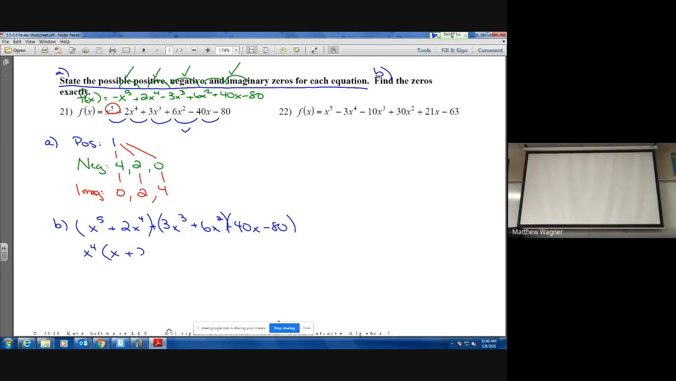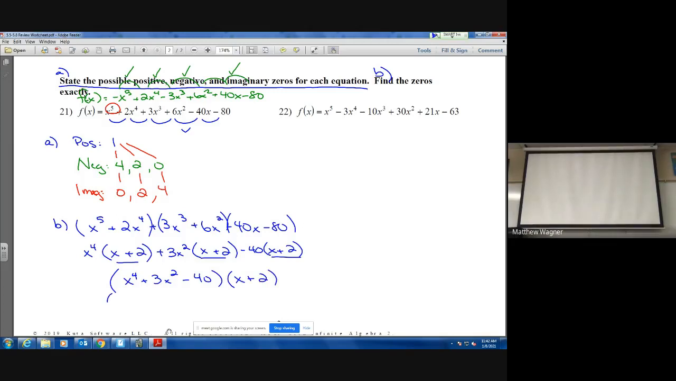I wind up with x plus 2. In my next group, I can take out a 3x squared, and I wind up with x plus 2. Then I can take out negative 40, and I wind up with x plus 2. Notice all my groups are the same, so it worked out nicely. So I have the expression x to the 4th plus 3x squared minus 40, times x plus 2.